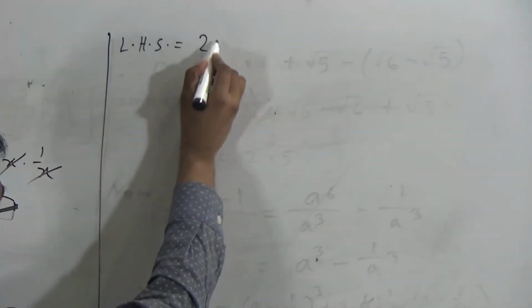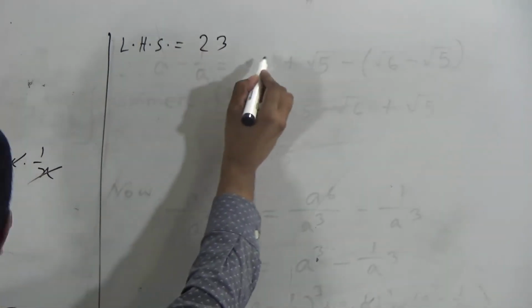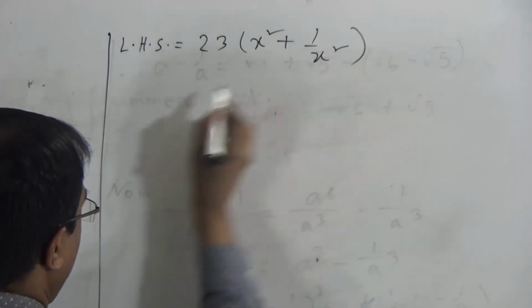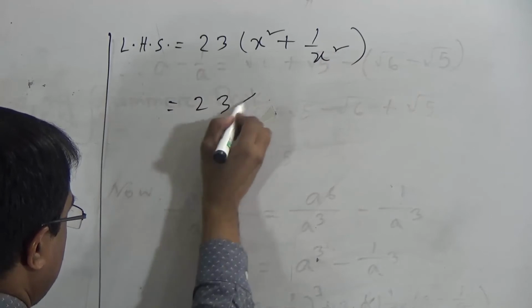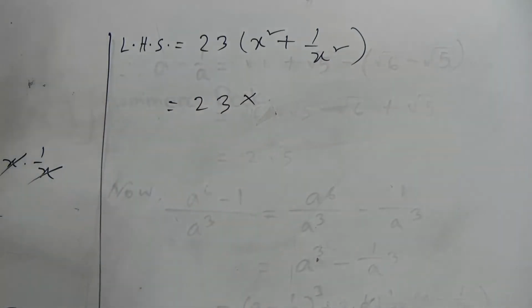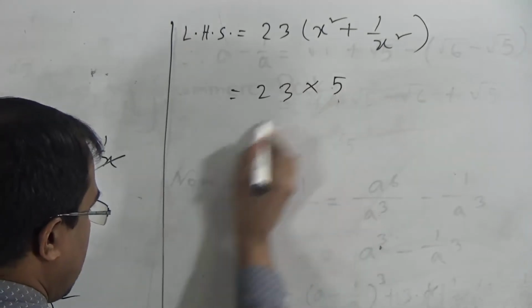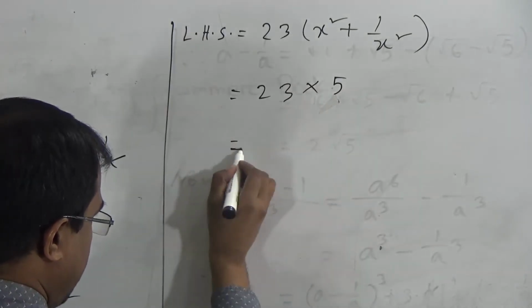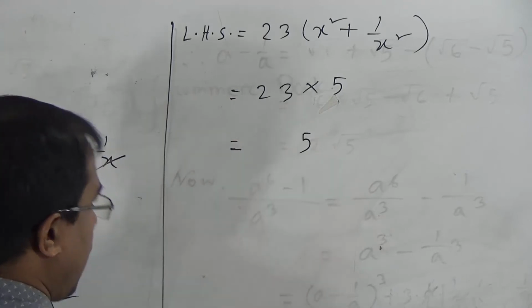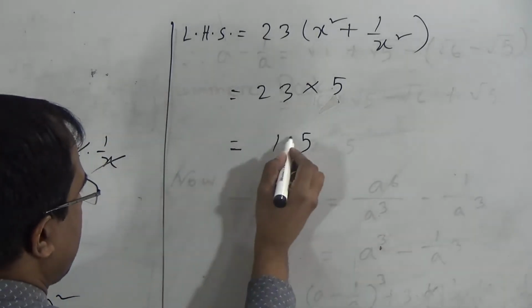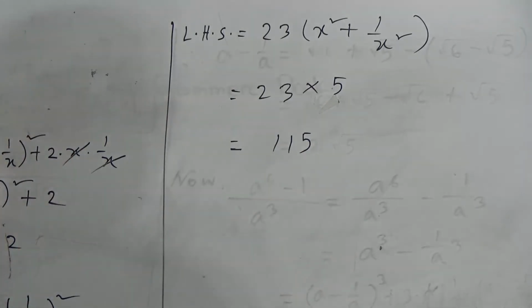Left hand side equal to 23 into x square plus 1 by x square. 23 into x square plus 1 by x square equal to 5. So 23 into 5. Now 5 3s are 15. From 15 we will write 5 carrying 1. 5 2s are 10. 10 plus 1 is equal to 11. 115. This is the value of left hand side.